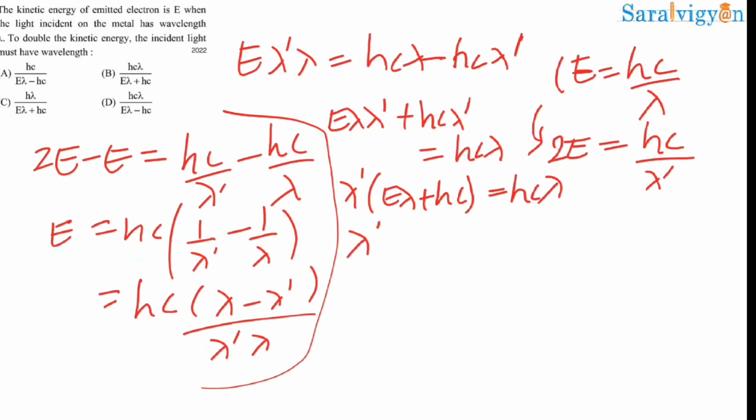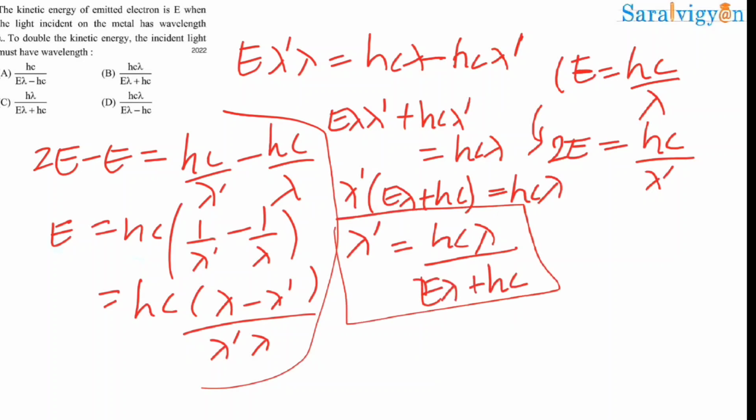Now take lambda dash common, we'll have lambda dash into E lambda plus hc is equal to hc lambda. Now we can isolate lambda dash, we'll have hc lambda by E lambda plus hc. So we got our lambda dash term. Now let us check in the options. So we can identify that option B is the correct match.